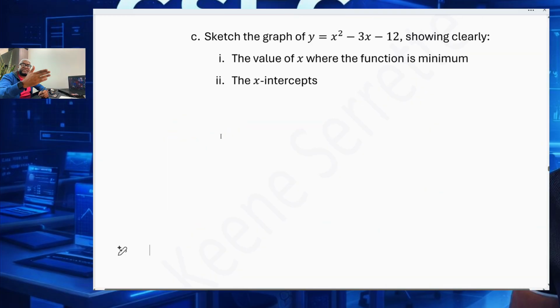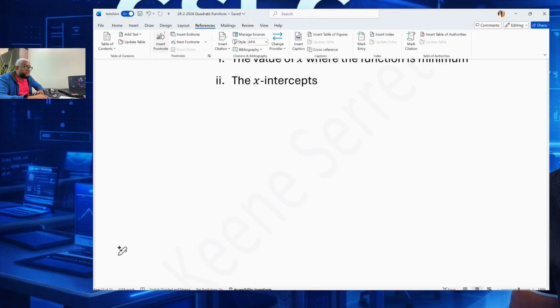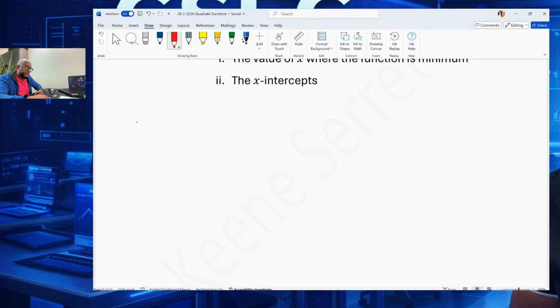We are sketching, which means we are drawing freehand, right? So sketch a graph of y is equal to x squared minus 3x minus 12, which is the same quadratic, showing clearly the value of x where the function is a minimum. So I want you to write a note on the value of x when the function is a minimum.